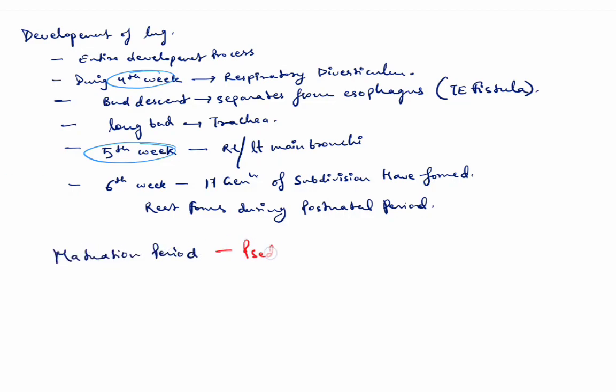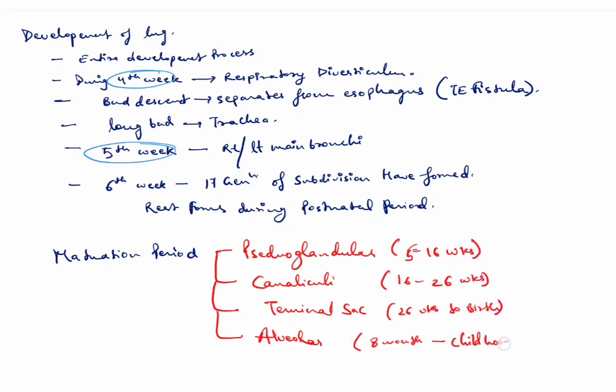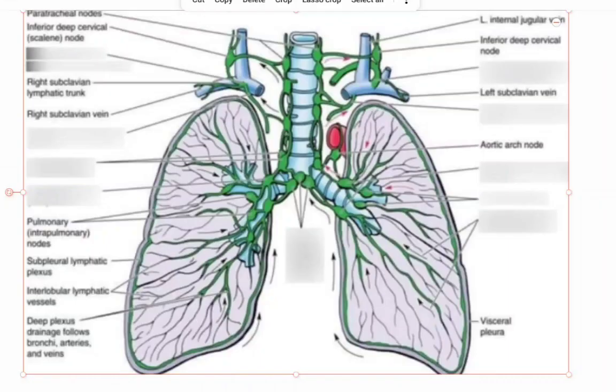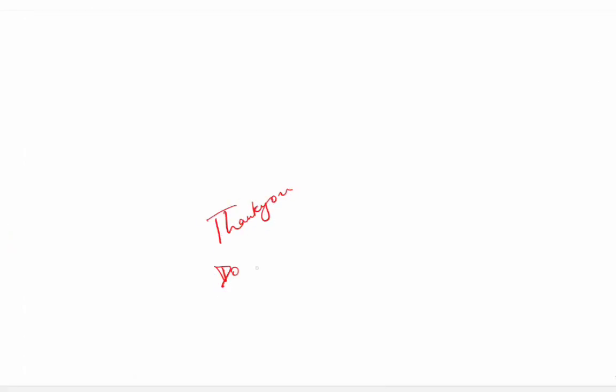Now if we talk about the maturation period, then the pseudo-glandular, canalicular and terminal sac, alveolar stages are all formed at certain weeks, which is written over here, that pseudo-glandular type is formed during 5 to 16 weeks and so on. If we talk about the lymphatics, where its drainage is, as you can see here clearly in the image, there is paratracheal node, subclavian trunk.